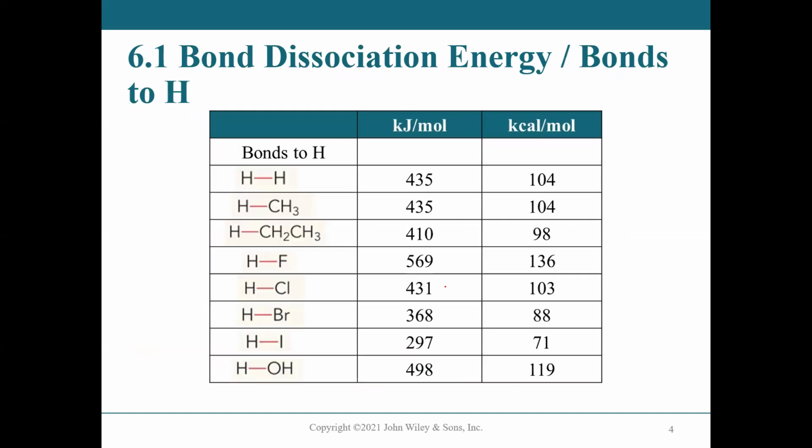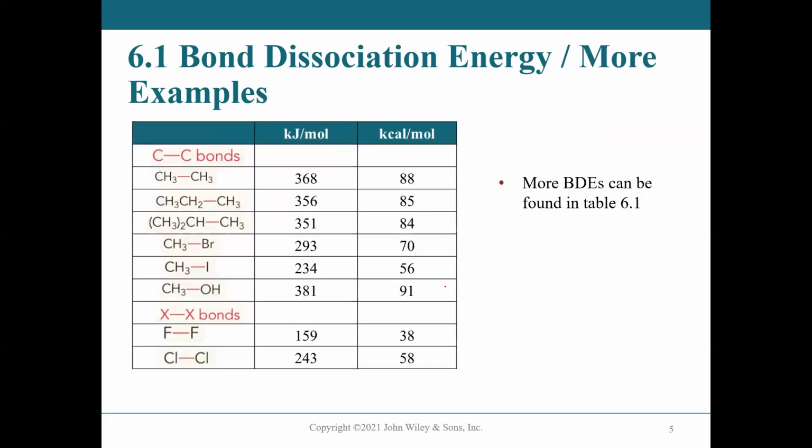And here's the tables that I was mentioning before regarding bond dissociation, bond breaking. You don't have to memorize this. This is all a table right here provided for you. And there's a lot more bond breaking than this. They just give you an example right here of some common bonds that are broken. Like they said, more bond dissociation energies can be found in table 6.1.